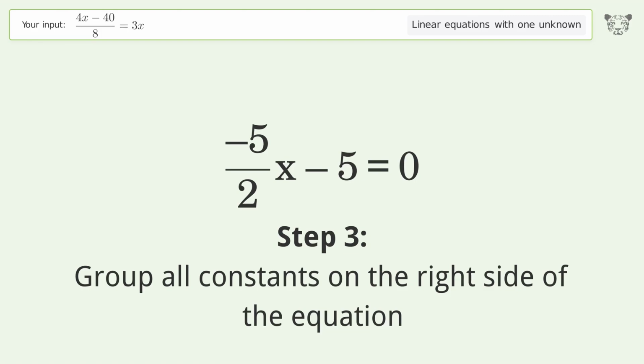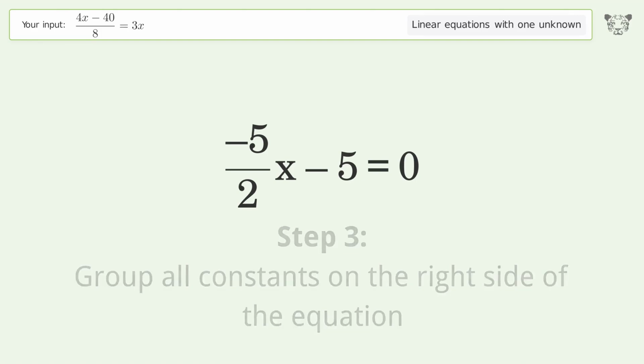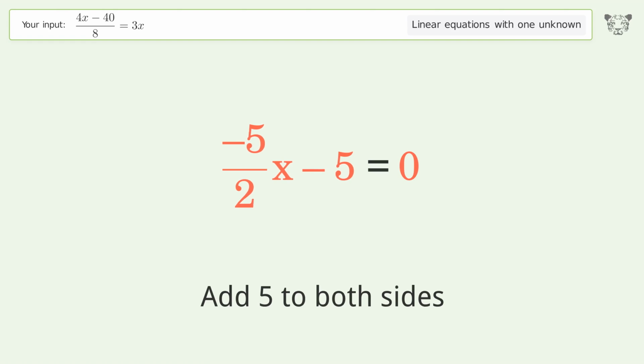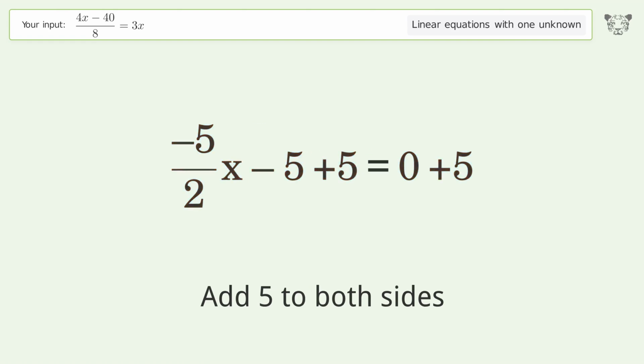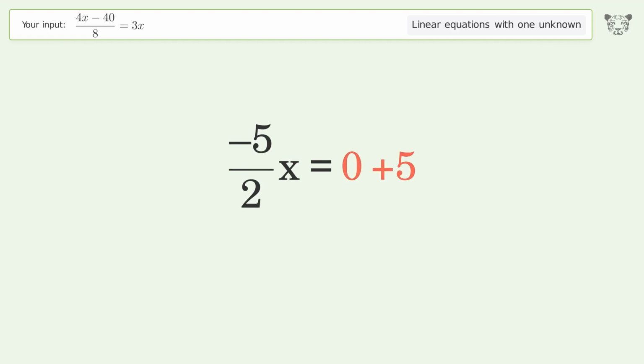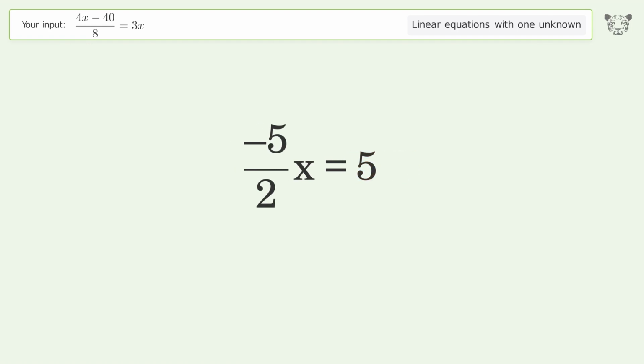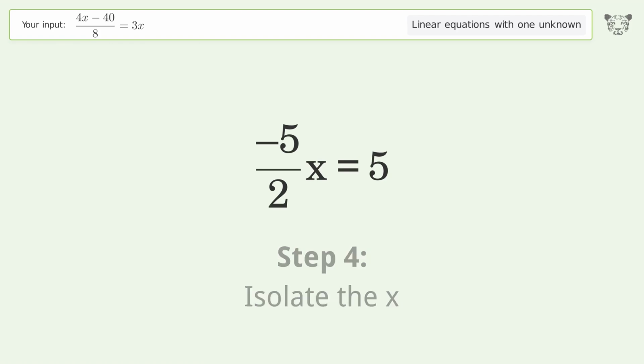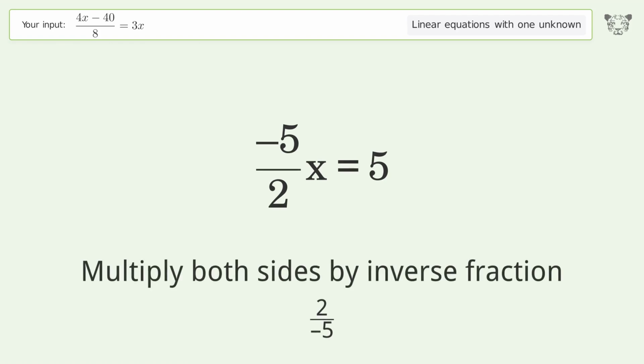Group all constants on the right side of the equation. Add 5 to both sides. Simplify the arithmetic. Isolate the x. Multiply both sides by inverse fraction 2 over -5.